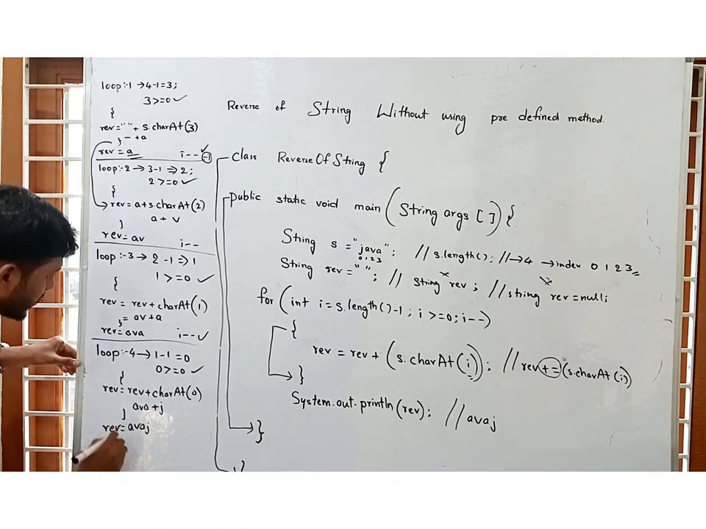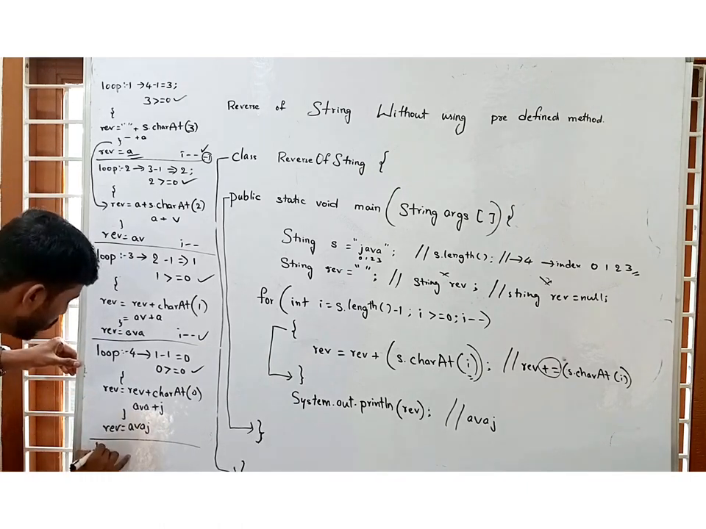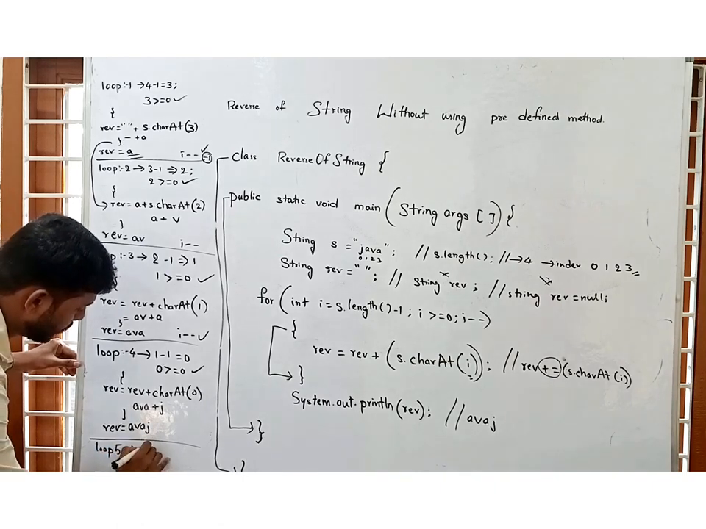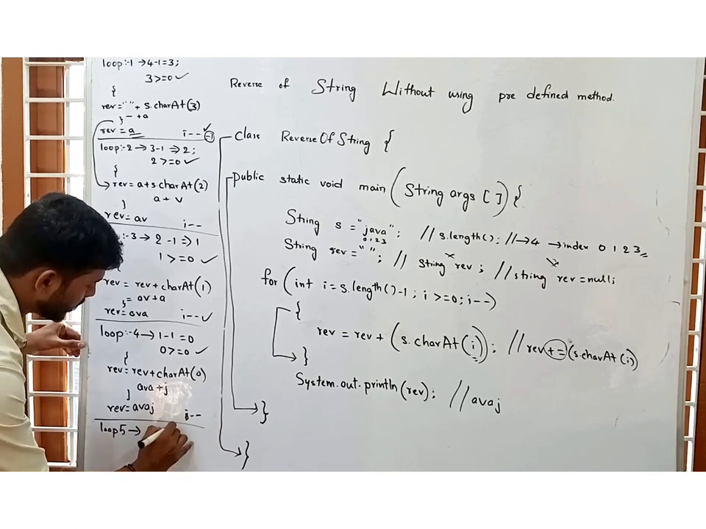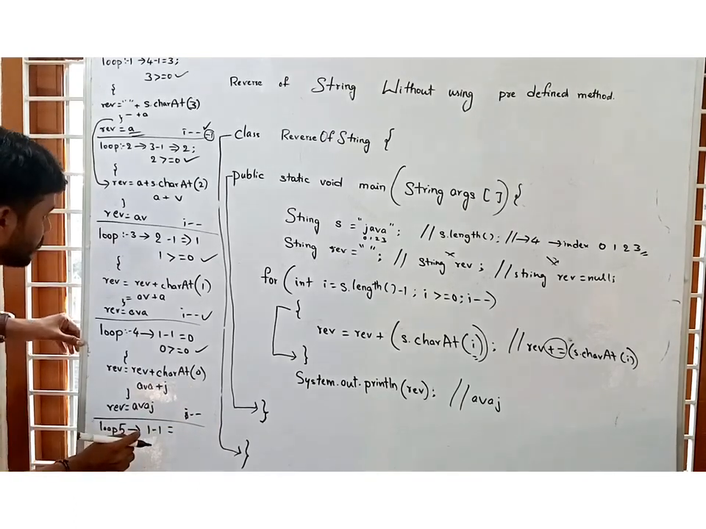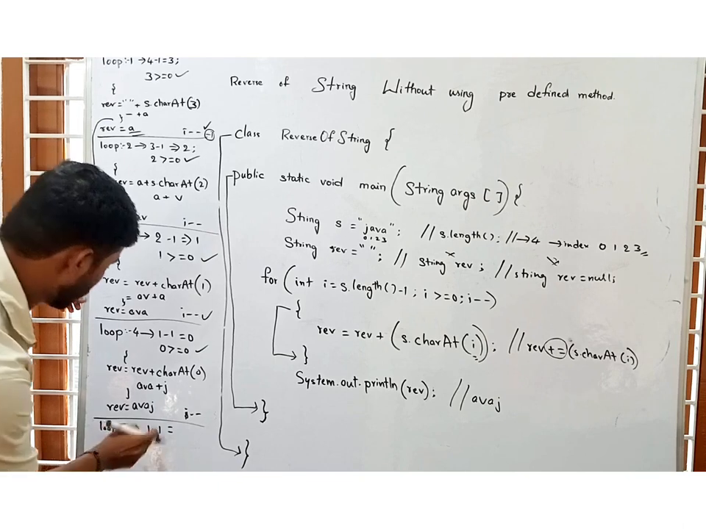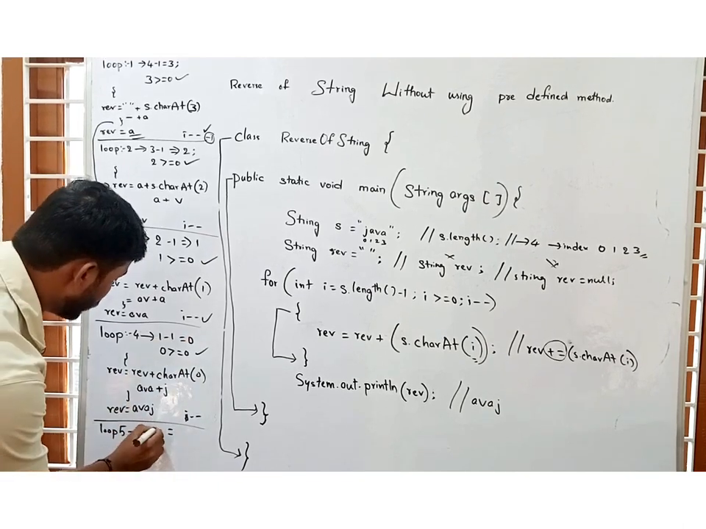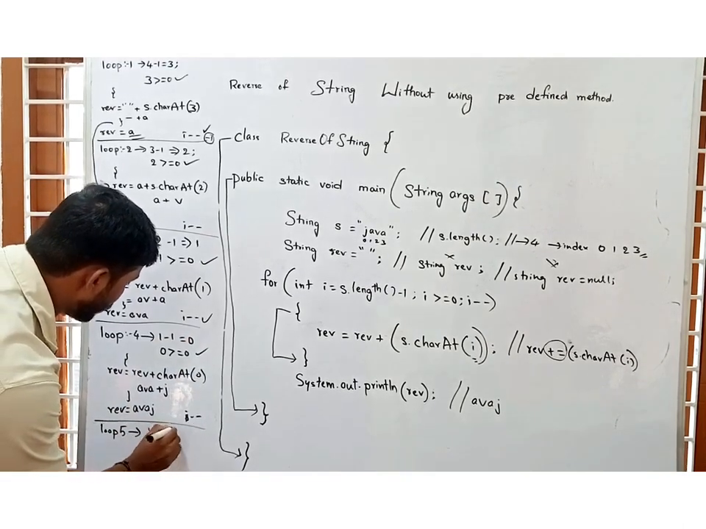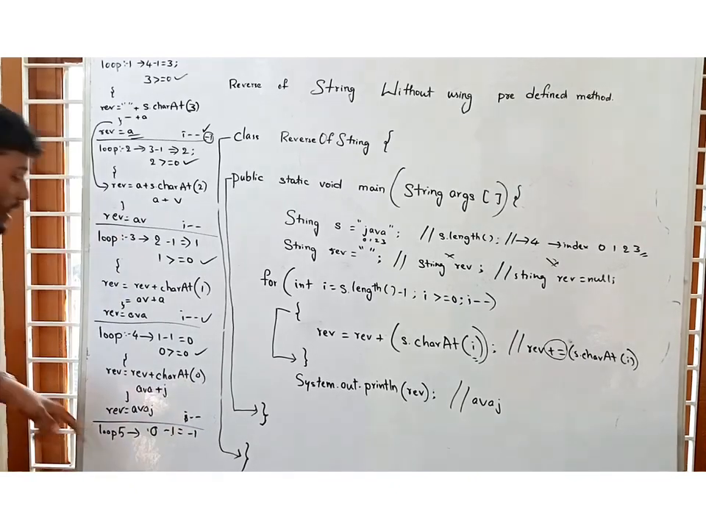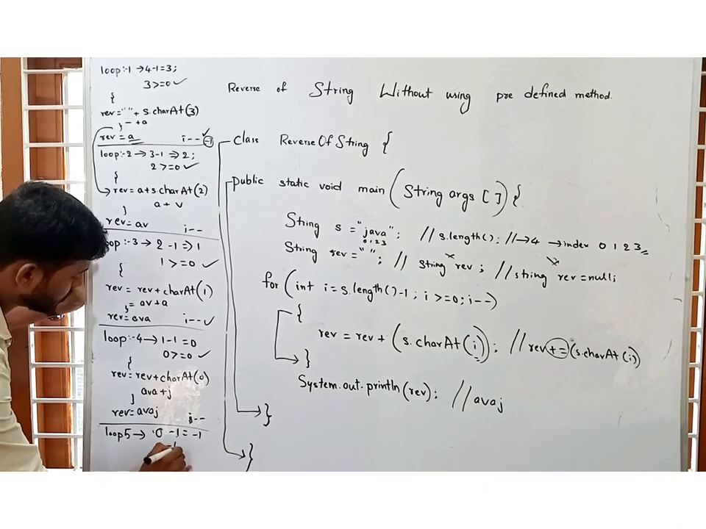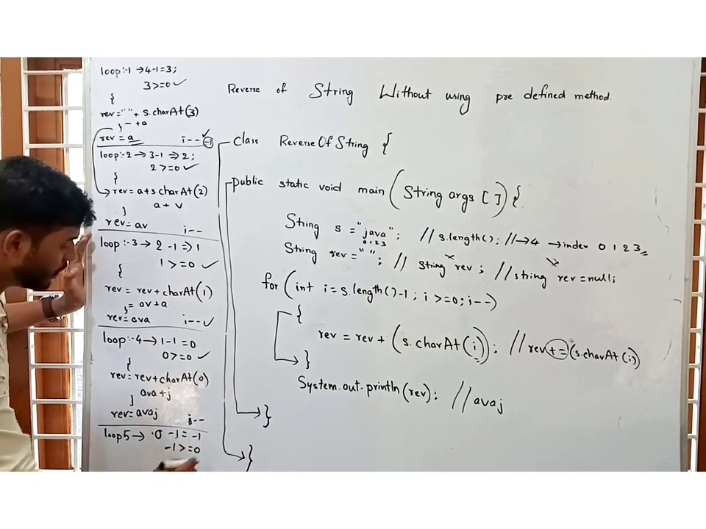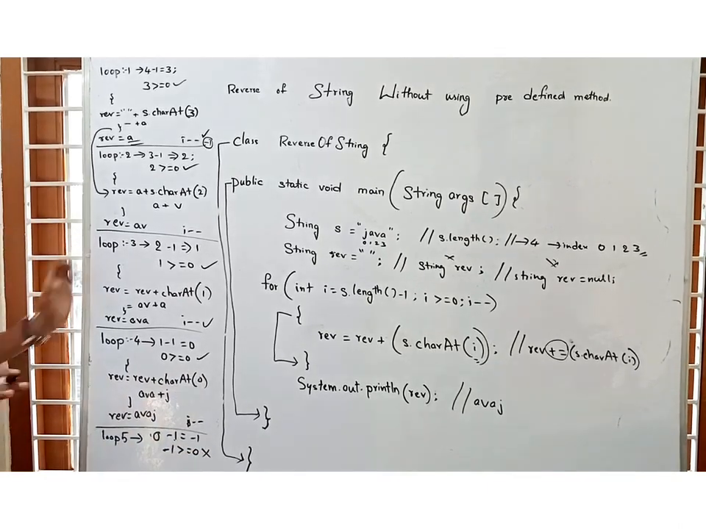And again we are seeing that loop number 5. It will be coming from the loop number 5. In that, 1 minus 1 because of I minus minus, I value is 0. 0 minus 1 equal to minus 1. What is the value? Minus 1. But coming to the condition, minus 1 is greater than or equal to 0. Here the condition is not satisfied.